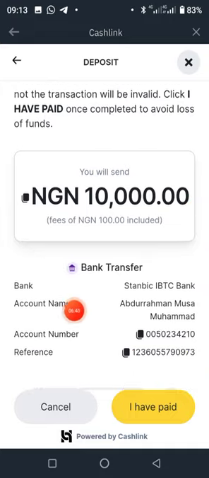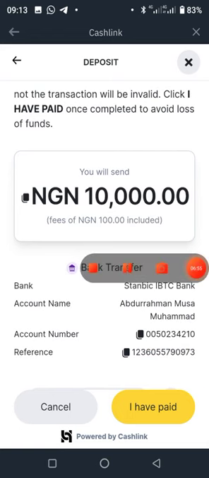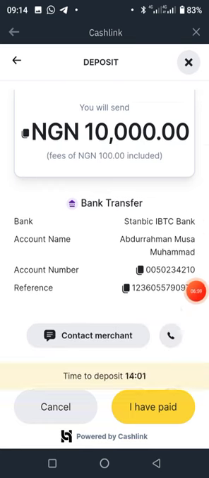You can see his name, his bank is Stanbic Bank, Abdurrahman Musa Mohammed. This is his account. Can you see? This is his account number. This is the reference. Now you will copy this number. When you copy this account number, after you have made payment, you come to I have paid.